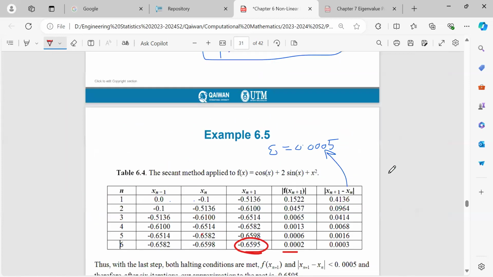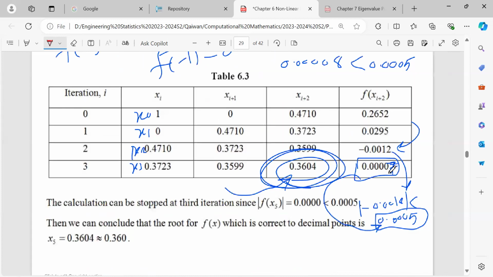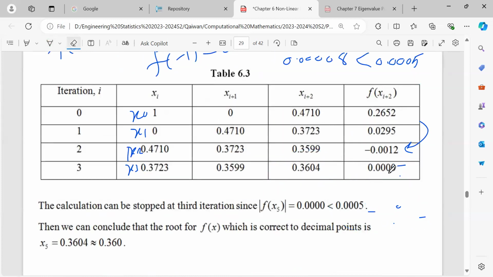Look at the previous example. Here, this is f of x n plus 1. Can you say the difference of these two is less than 0.0005? No, it's not less. Even that is not less, but we stop as one of these is satisfied. So it's better to calculate both. If any of these gets less than the error, stop at that iteration. Don't care about the other one.